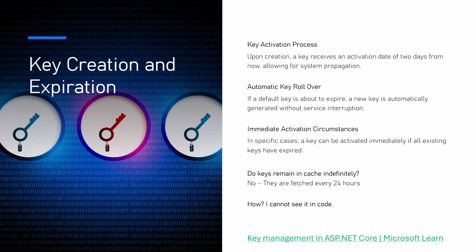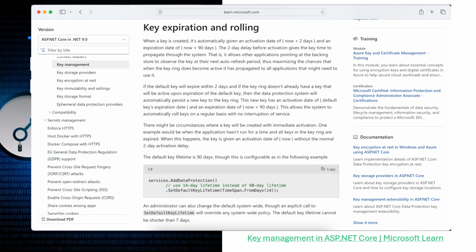So again, the details are on the official docs, but what is happening is, essentially, when a key is created, it is automatically given an activation date of now plus 2 days and an expiration date of now plus 90 days. Essentially, we have 2 days of buffer that will allow the new keys to be propagated to all the servers. How? Because 2 days are 48 hours, and remember, we now know that the keys in cache are not going to stay indefinitely but are going to be refetched every 24 hours. So it is safe to assume that within 48 hours, one fresh fetch did happen.